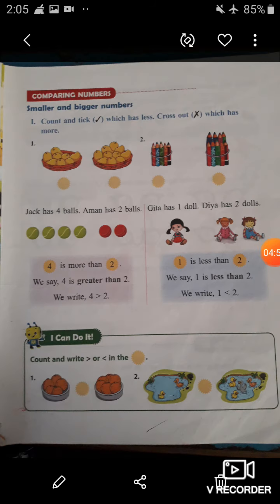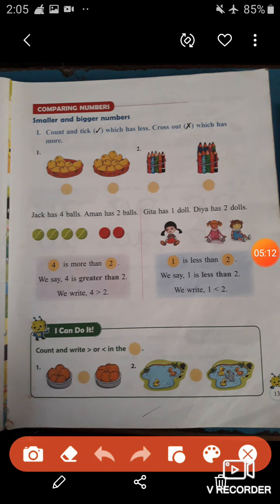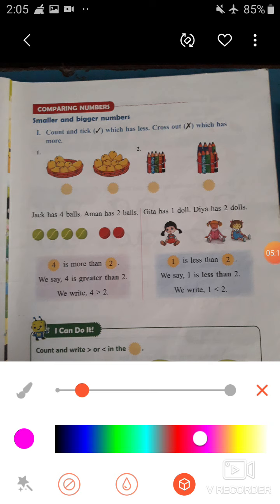Now open page number 13 in your textbook, comparing numbers, smaller and bigger numbers. In the first question, count and tick which has less and cross out which has more. So students, here you have to count and tick for less and cross for more. Okay, did you get it?